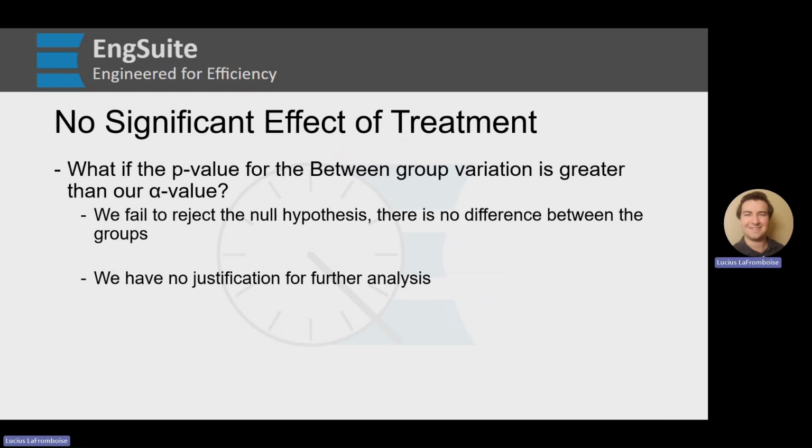Okay, so what happens if we have no significant effect of our treatment? What if the p-value for the between-group variation is greater than our alpha value? Well, then we fail to reject the null hypothesis, and so there is no significant difference between the groups at our alpha level, and therefore we have no justification for further analysis. So that's really what we would say: we have no justification for further analysis. We won't do any post hoc testing because now we're assuming that there's no significant difference.